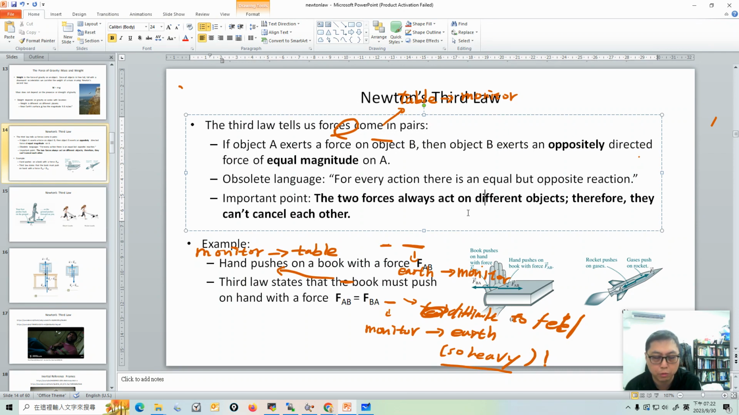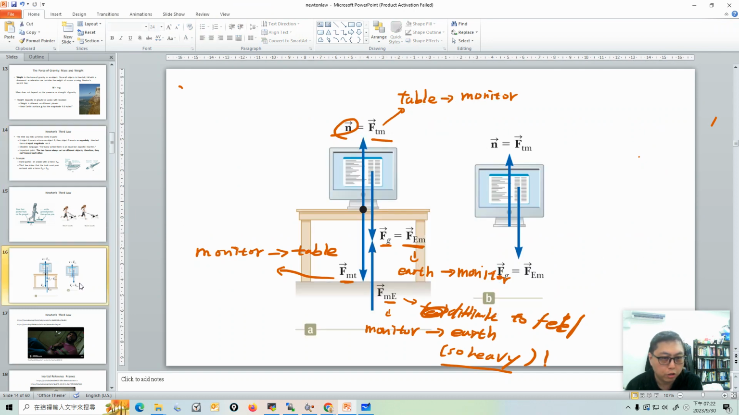Let's use a very simple example. Back to this, let's use this as an example again. For the weight, it's Earth on monitor, and the reaction is monitor on Earth. You see, this force and its reaction act on different objects. This acts on the monitor, this acts on Earth. And for the normal force, FTM and FMT, the table has a force on the monitor, and the monitor has a force on the table. They act on different objects.